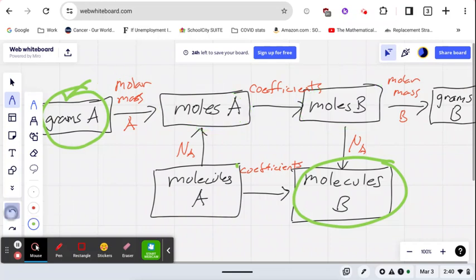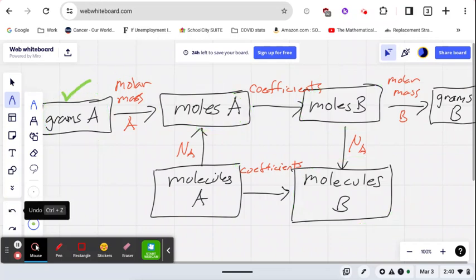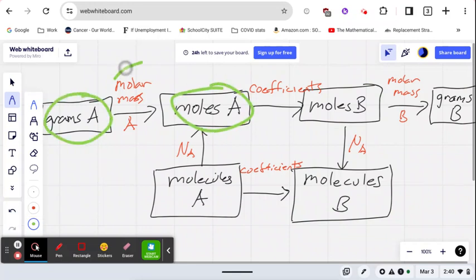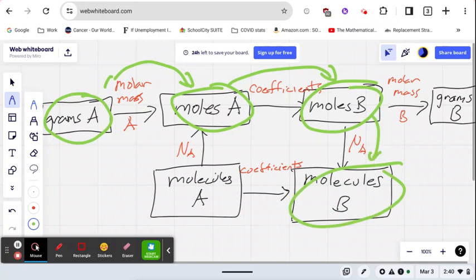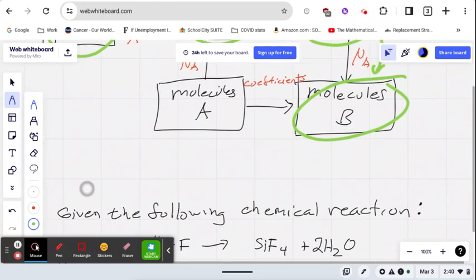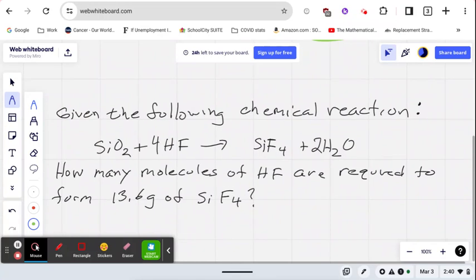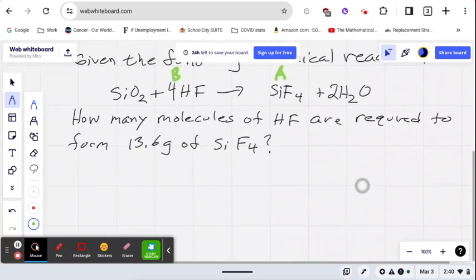So really what we're doing here is starting off with grams of A, then I'm going to turn it into moles of A. Then once I have the moles of A, turn it into moles of B using the coefficients. Then once I have the moles of B, turn it into molecules of B. Right. So in this case, A is SiF4. It's what I was given. And B is HF. Right? So here's my A, and here's my B.